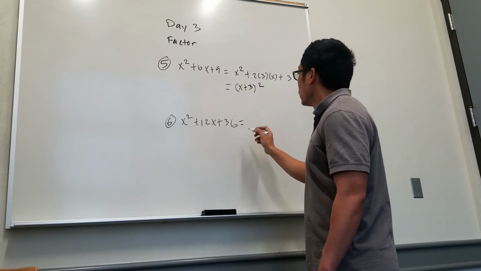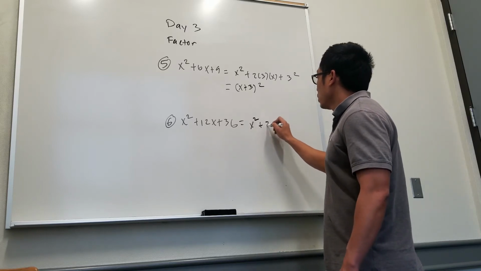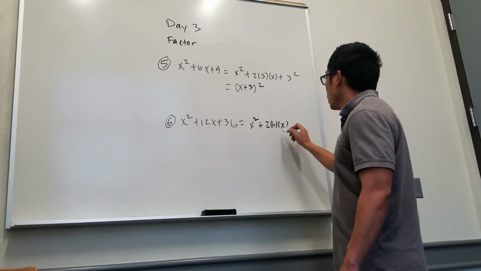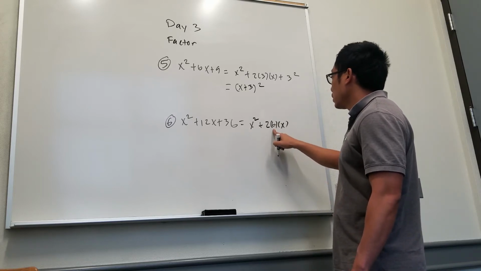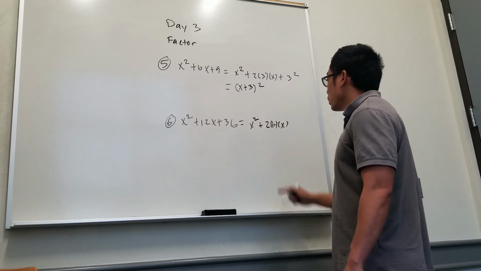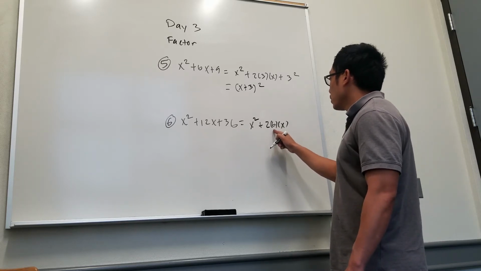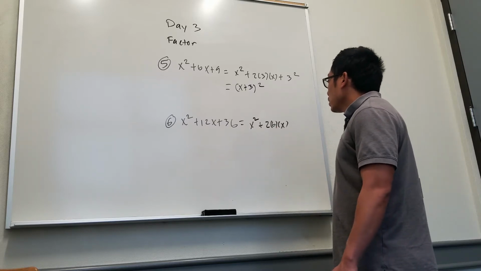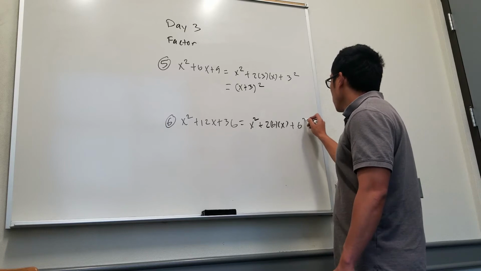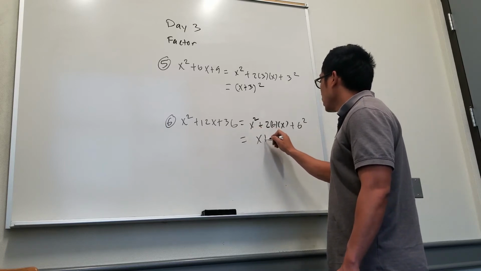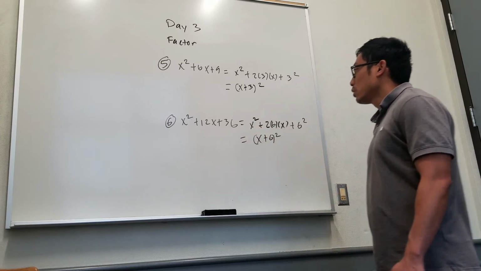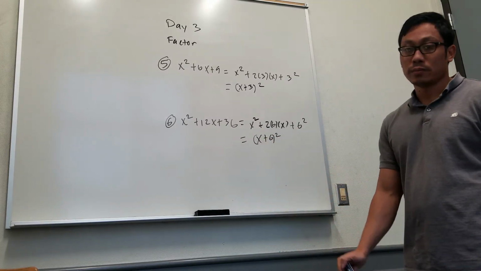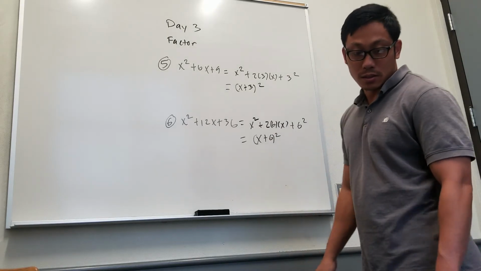Same thing here, right? This is x squared plus 2 times 6 times x. You notice this is supposed to be b first. This is b and this is a. I just switched them in order because usually you want the coefficient in the front. But a is x and b is 6. So b squared. This is x plus 6 squared. And you can switch them. By multiplication, you'll be able to switch them in this case. Okay.